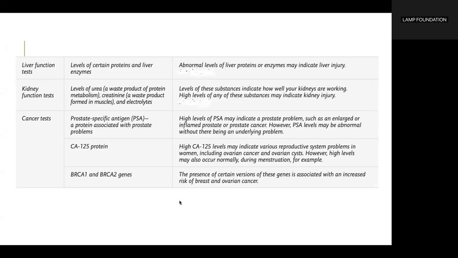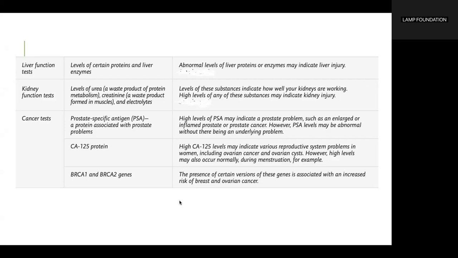Cancer tests. Prostate-specific antigen, or PSA, a protein associated with prostate problems. High levels of PSA may indicate a prostate problem, such as an enlarged or inflamed prostate or prostate cancer. However, PSA levels may be abnormal without there being an underlying problem. CA125 protein. High CA125 levels may indicate various reproductive system problems in women, including ovarian cancer and ovarian cysts. However, high levels may also occur normally during menstruation, for example.